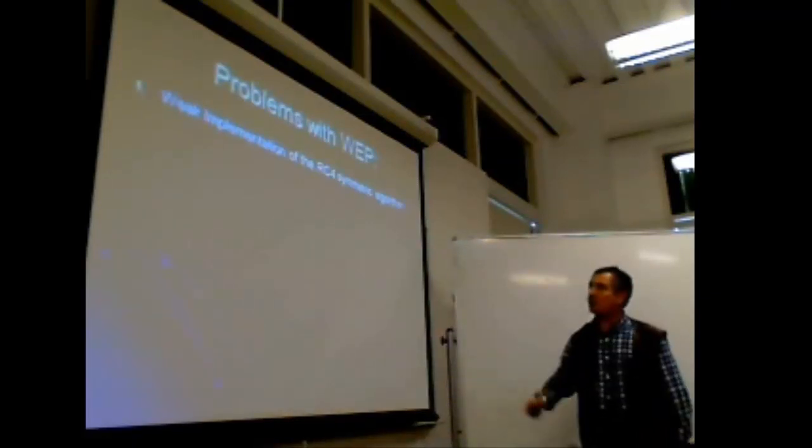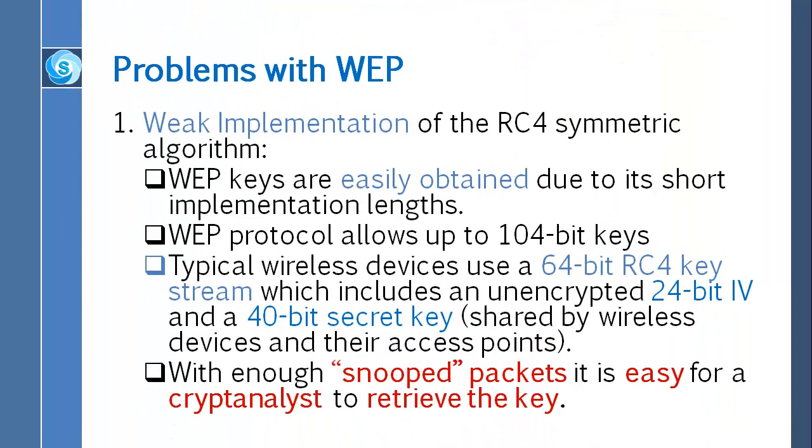First of all, the first one: weak implementation of the RC4 symmetric encryption algorithm. That means that WEP keys are easily obtained due to their short lengths, because a 40-bit key is going to repeat itself eventually. Remember, in stream ciphers we said that the key will never be reused. But over here, after some amount of packets, the key will be reused. If you have enough samples, you can easily get the keys back.